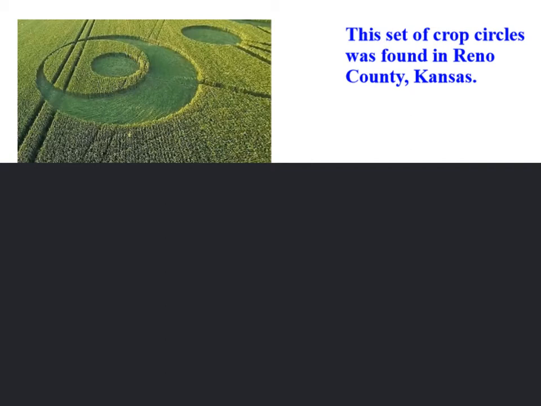This is a quick review on circles, finding the circumference and the area, the radius, and the diameter. So recently, this set of crop circles was found in Reno County. You can see that there is quite a design, a number of circular patterns.